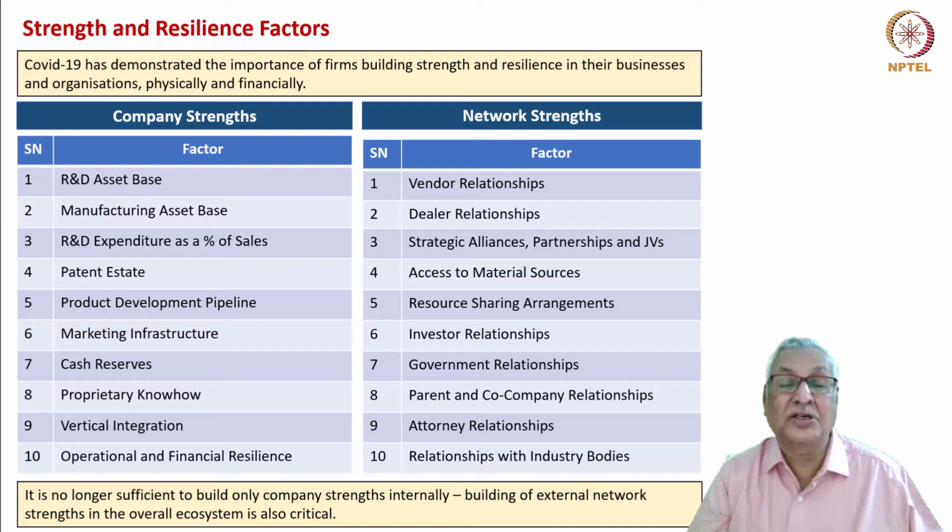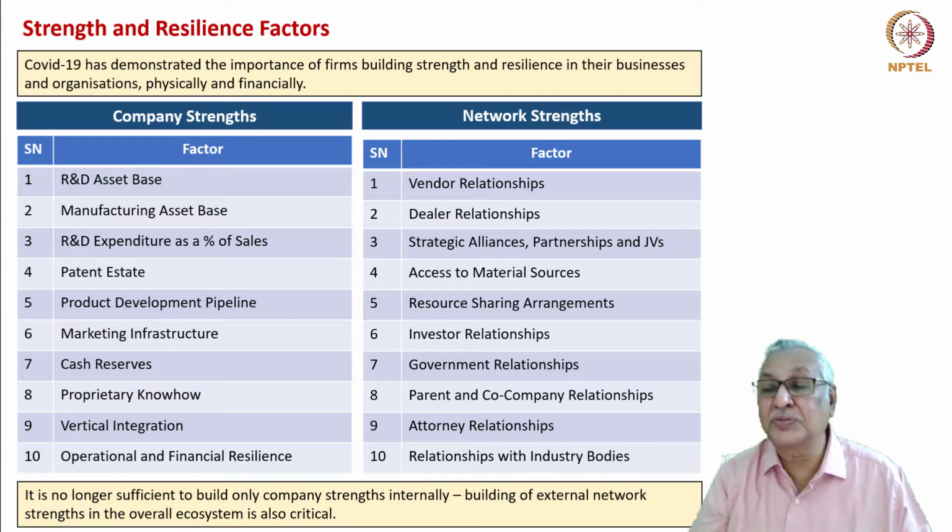Similarly, the various financial parameters, that is the inventory turns, the debt servicing ratio, are indicative of the financial resilience of the company. The network strengths again are many: vendor relationships, dealer relationships, strategic alliances, partnerships, and joint ventures, access to material sources, revenue sharing arrangements, relationships with the investors, relationships with the government bodies, parent and co company relationships, attorney relationships, and relationships with industry bodies are indicative of the positioning of the company in the overall network, which helps the company achieve its goal.